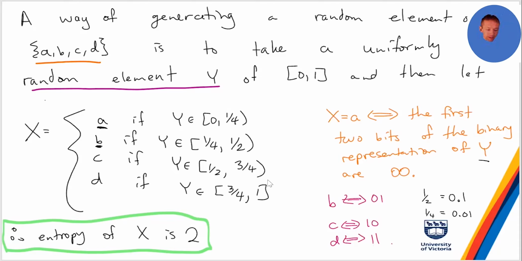So if you think of it this way, if I make a random variable y, which generates x, where y is just a random number between 0 and 1, then the outcome of x tells me something about the first few bits in the binary representation of y.